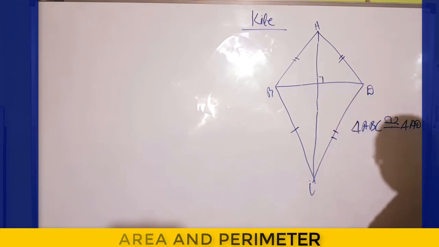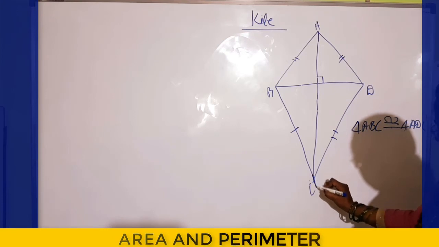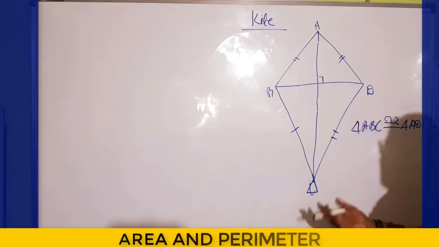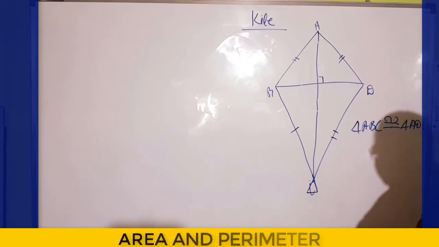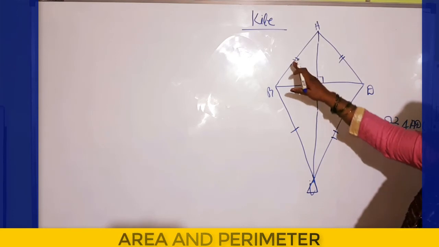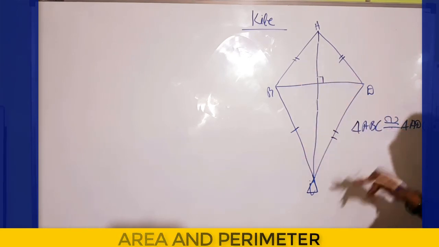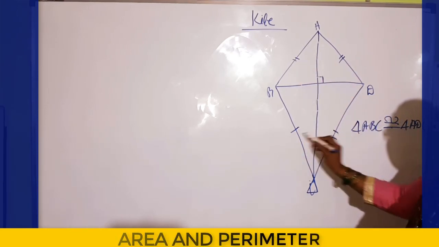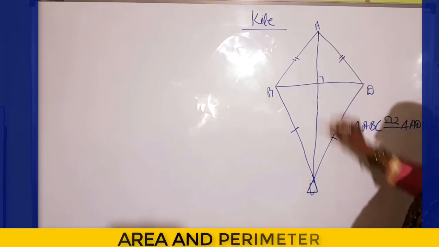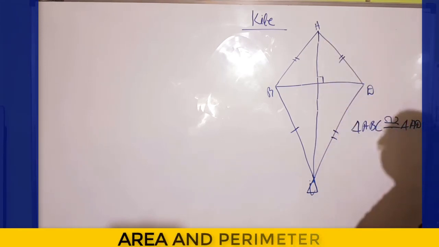And another thing, sometimes in a kite they give one equilateral triangle down, or otherwise an isosceles small triangle. But the main things are the diagonals and adjacent sides. Two pairs of adjacent sides are equal, these two are equal, and both diagonals are perpendicular to each other.